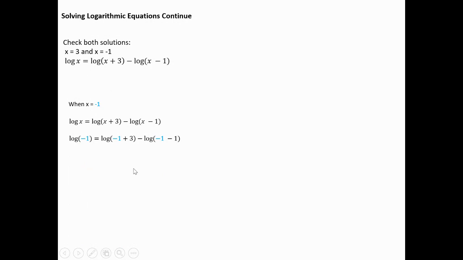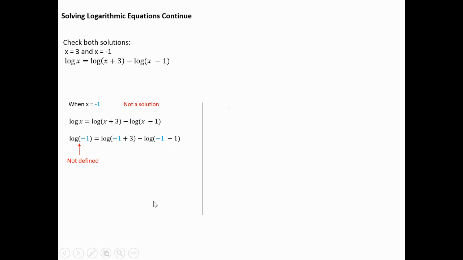So I plug it in there. You see, this is not defined because if you put that in the calculator, it's going to be not defined. But if I continue, this will be log of negative 1 equals log of 2 minus log of negative 2. If you put log of 2 in the calculator, it's going to give you a solution. But if you put in minus log of negative 2, it's going to give you an error, undefined. That's how you know that the arguments of logs must be more than 0. So that's not an answer.